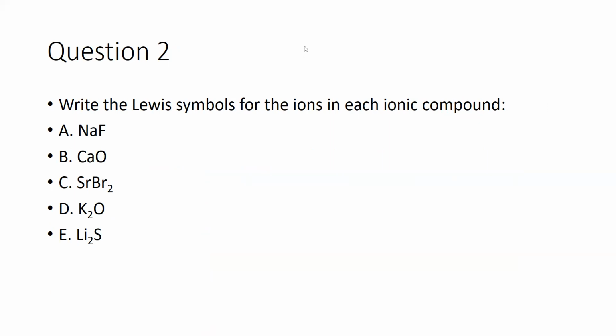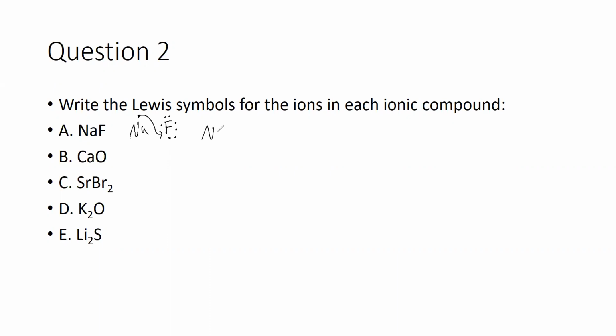So what we're going to do is start by learning how to draw Lewis symbols for ionic compounds. Let's start with NaF. For teaching purposes, I'm going to draw the neutral forms first. You don't have to do this. I'm just looking for the ionic form in the actual answer. Here's neutral sodium and here's neutral fluorine. Sodium's a metal, fluorine's a non-metal.